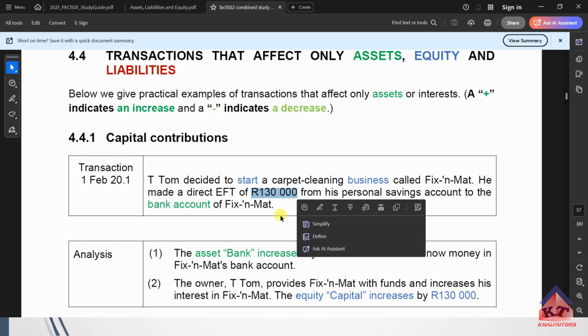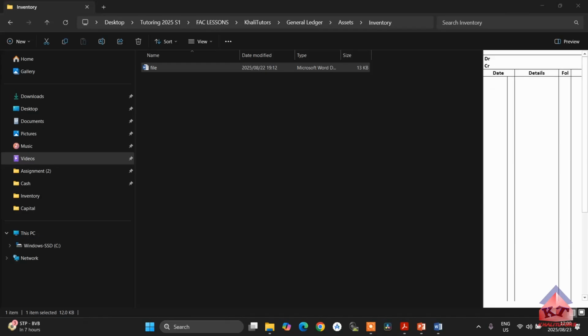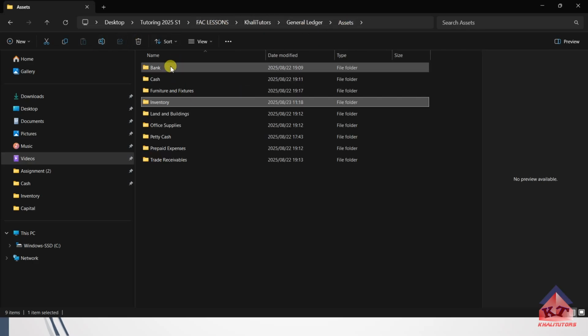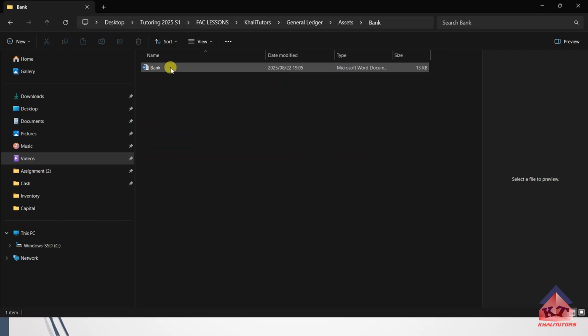And the second account that is involved is the bank account. This money came as a capital contribution from his personal savings to the bank account. So that's what we are going to focus on. Let me go back to my files. Remember, our folders represent our accounts, so we need to search for the bank account.